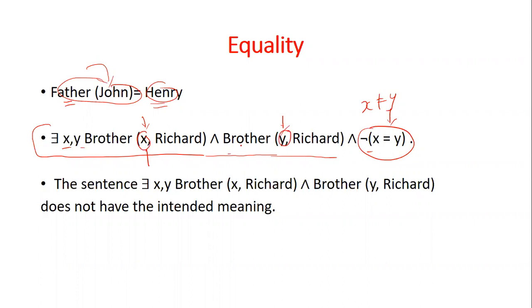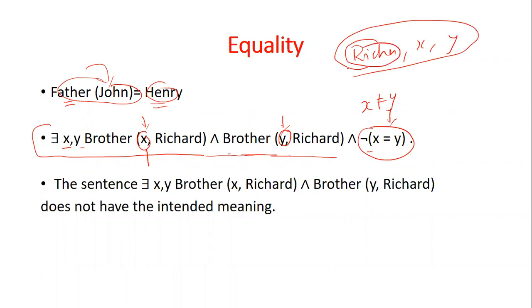Okay, if you want to represent that, this is the correct way to represent. Basically now there are three brothers, Richard, x and y, they all are brothers. First we know only Richard. So you want to specify that x is a brother of Richard and y is also a brother of Richard. Then you have to write like this.